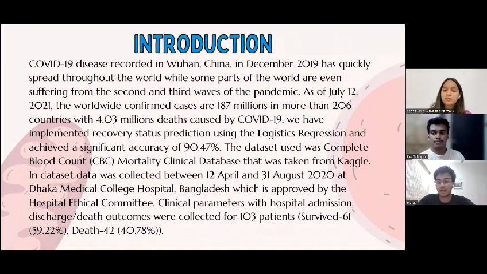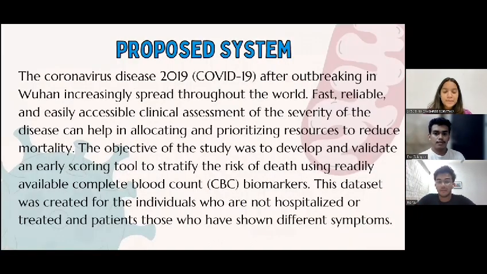Our data set for the research paper was collected between 12th April and 31st August 2020 at Dhaka Medical College Hospital, Bangladesh, approved by the Hospital Ethical Committee. There were 103 patients, of whom 61 died and 42 survived. The objective of this study was to develop and validate an early scoring tool to stratify the risk of death using the complete blood count data.